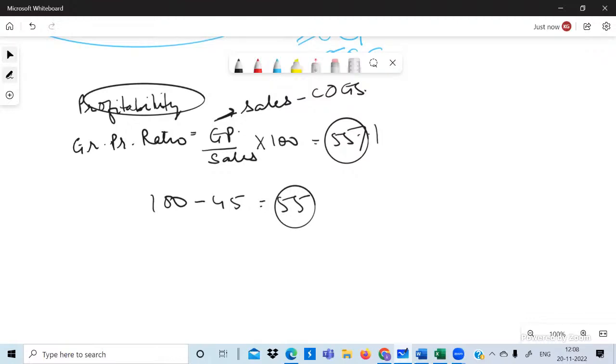And companies would like this number to be on a higher side, because after this you have other expenses also which are not related to the factory. For example, your admin expense, your selling and distribution expense. So if you have a higher gross profit ratio, then the chances are that you'll end up with a higher net profit ratio, which is your final profitability number. So companies want this number to be on a higher side. Any doubt with the gross profit ratio?